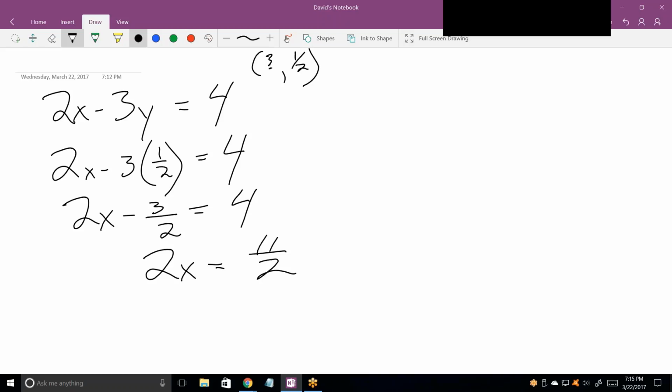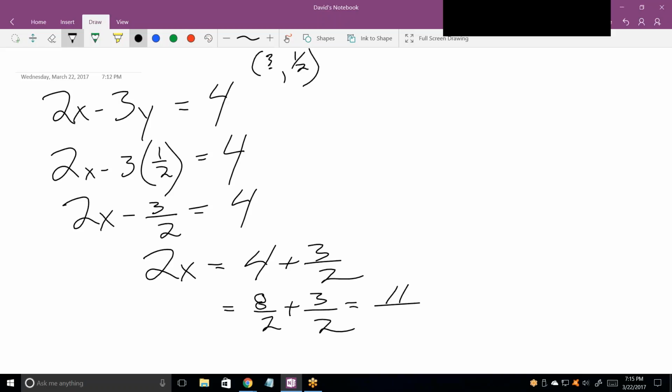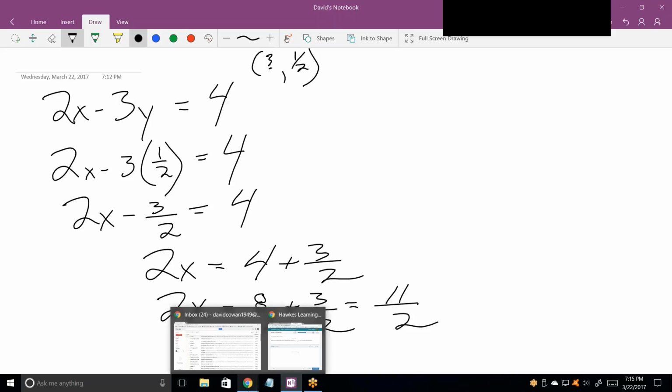So if I add 3/2, I get 11/2. Now, let me back up a second and make sure you understand how I got that. It's 4 plus 3/2, right? Well, that's 8/2 plus 3 halves. Whenever you're adding two things, you have to have a common denominator. That's 11 halves. That's equal to 2x. So what's the next step?